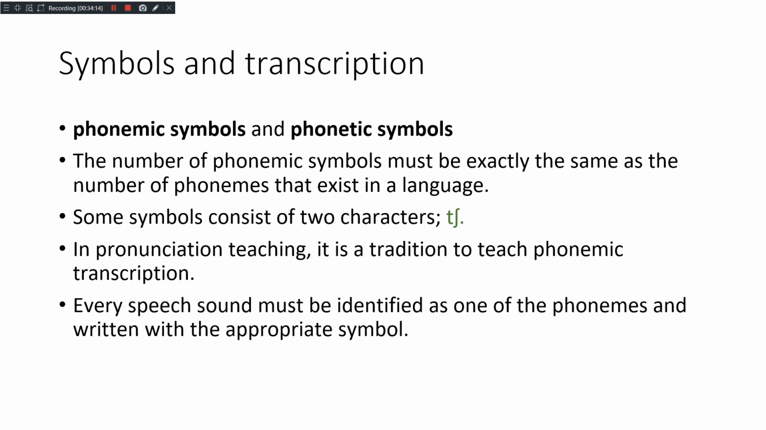Every speech sound, therefore, should be identified as one of the phonemes and written with the appropriate symbol. There should be a symbol for the sound p, another symbol for the sound b, and all the other consonants, and all the vowels that exist in that language. Phonemic symbols have their advantages and disadvantages.